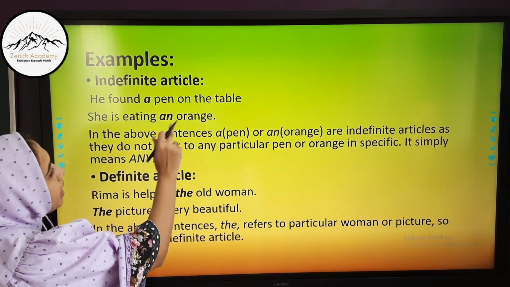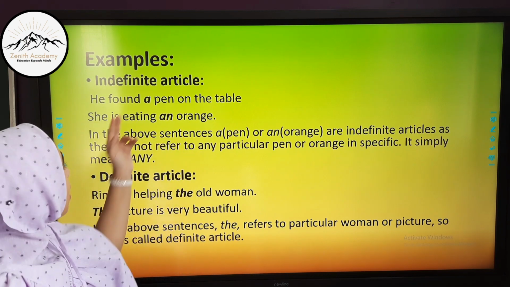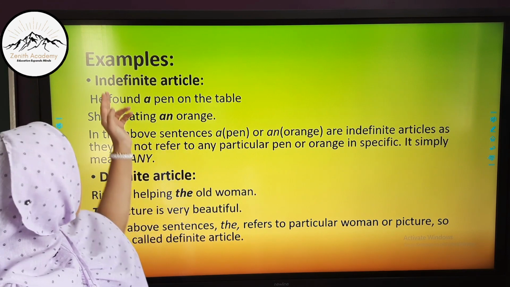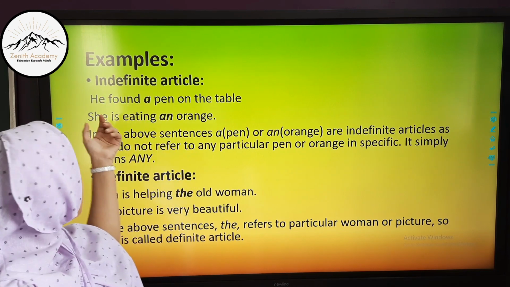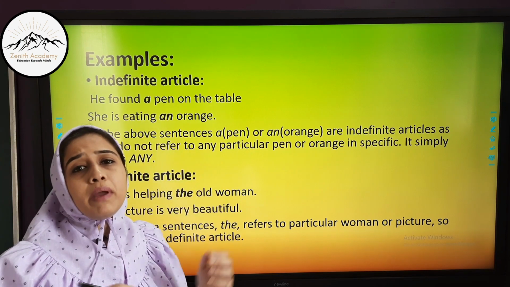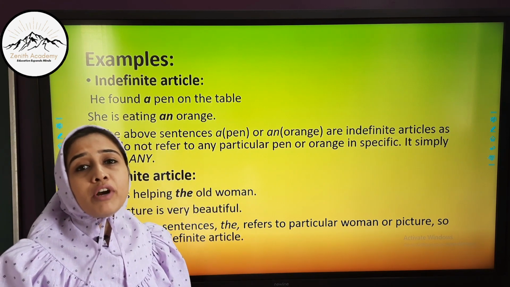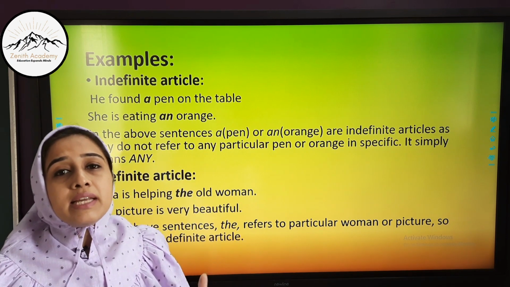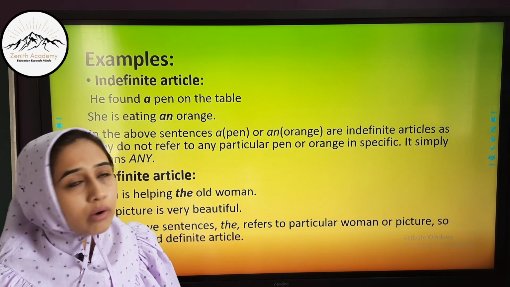He found a pen on the table. Now a is the article over here. It is an indefinite article. Found a pen. Now this pen may be any pen. It does not refer to a particular kind of pen. We are not getting obviously that this particular pen is being talked about.